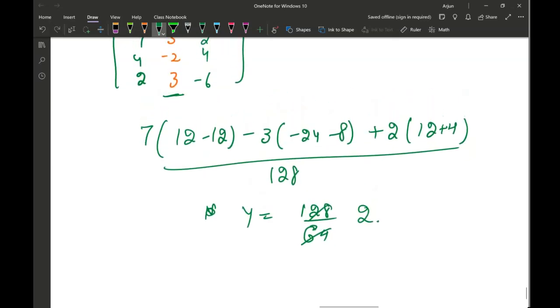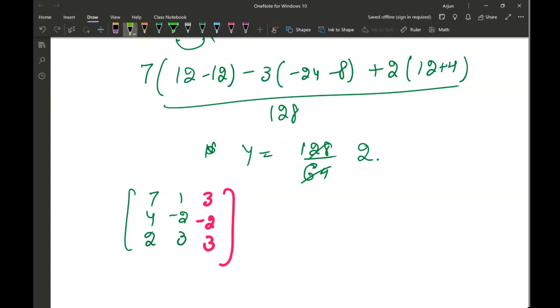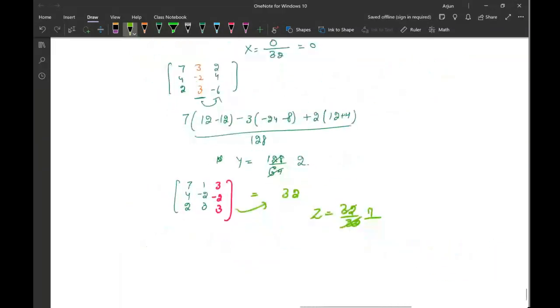And then I'm going to replace the column number 3 to find the z value. So that will be 7 4 2, 1 minus 2 3, and then the third column is going to become 3 minus 2 3. And once I simplify this, that's going to give me 32 as the determinant of this matrix, and the z value will come out to be 32 upon 32. That's going to be 1. So that's how we can figure out the values.